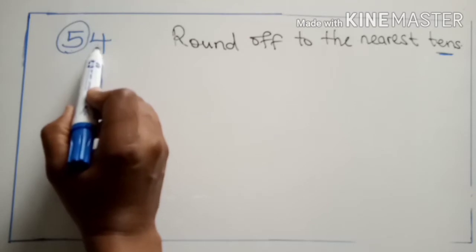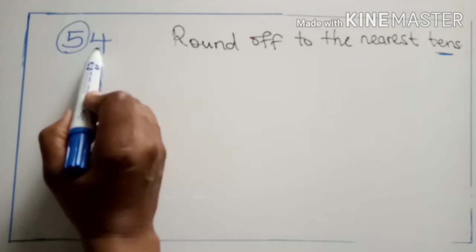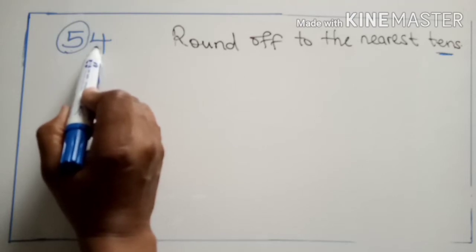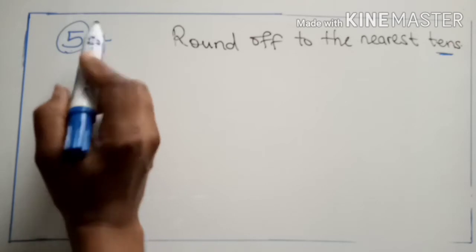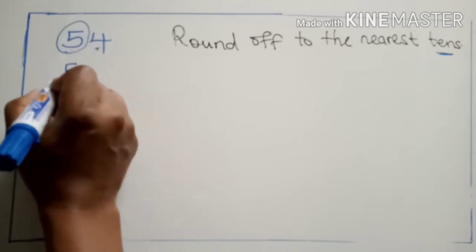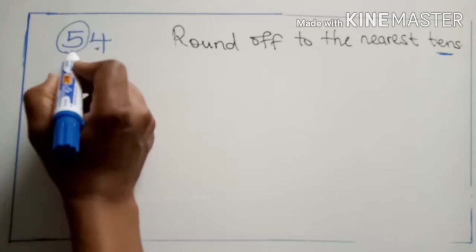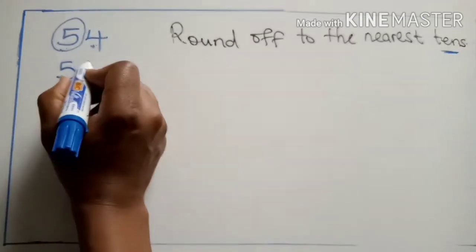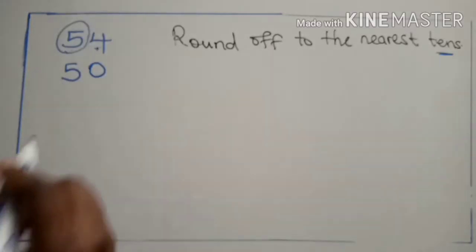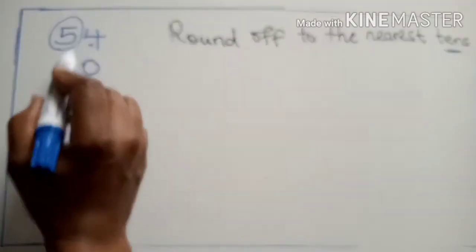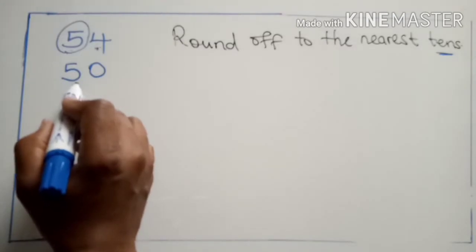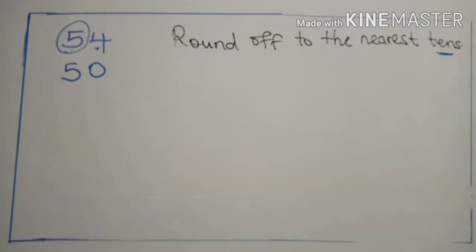So this is 4. We are going to round it down because it is less than 5. That means this 5 remains as it is, and then every number after this 5 is converted to 0. So that now we have rounded off 54 to 50. So rounding off 54 to the nearest tens becomes 50.